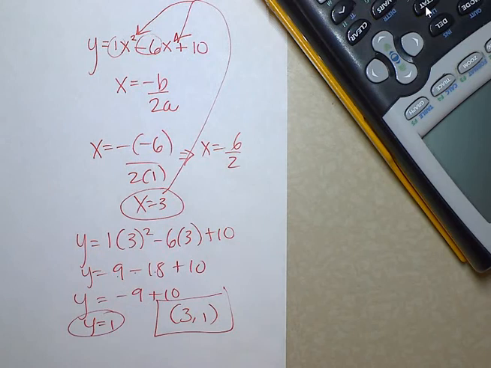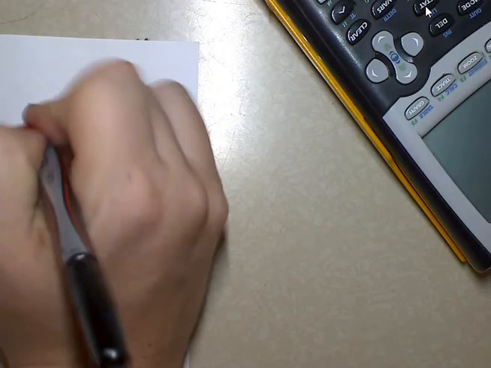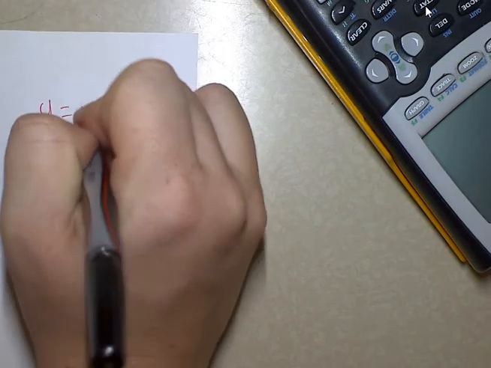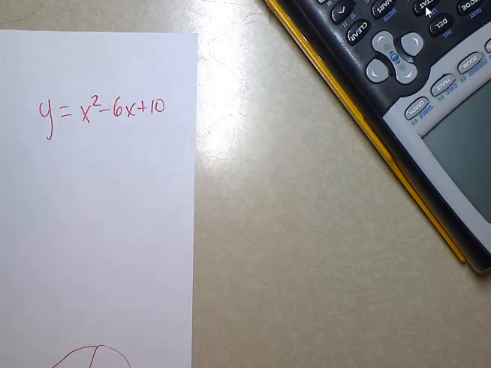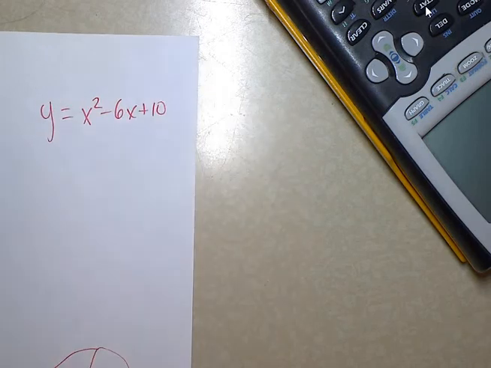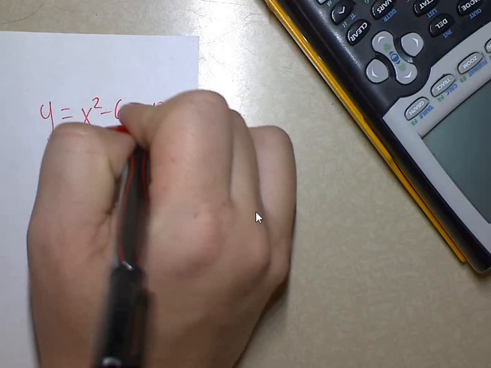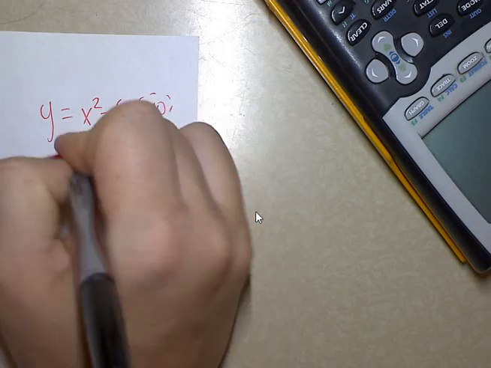Okay, using the exact same equation, y equals x squared minus 6x plus 10, you're going to have 10 seconds to identify the y-intercept. In standard form, the y-intercept is easily identified as the constant, the last number. So the y-intercept is 0, 10.